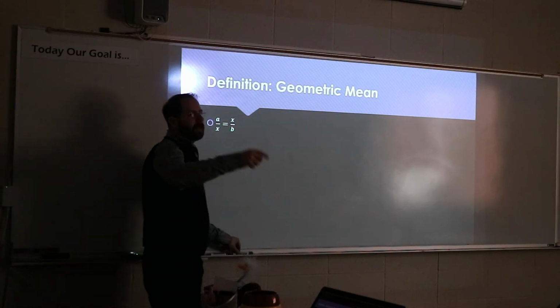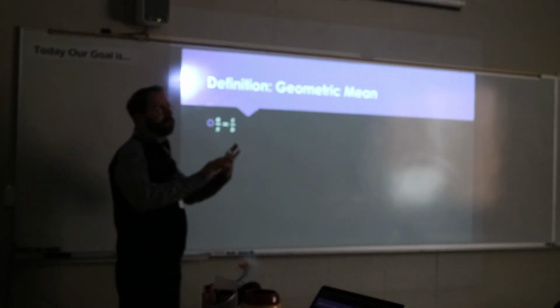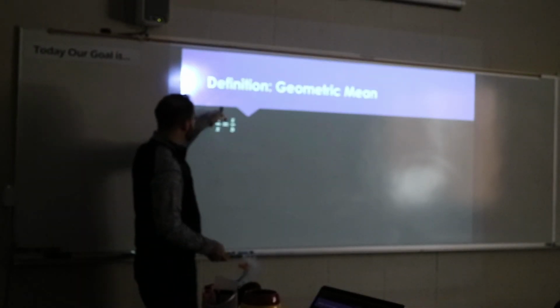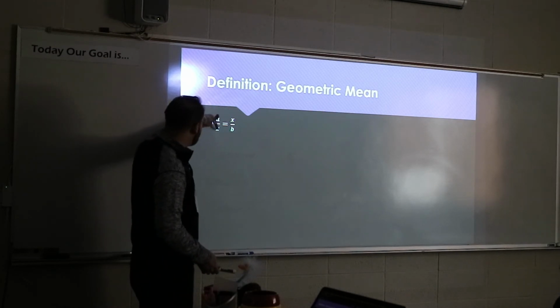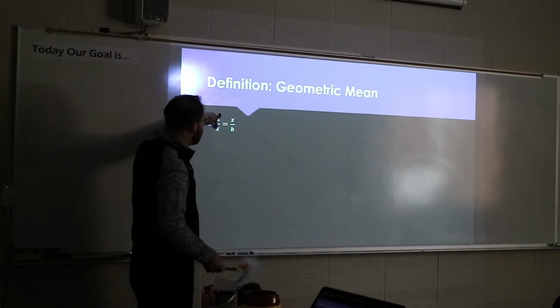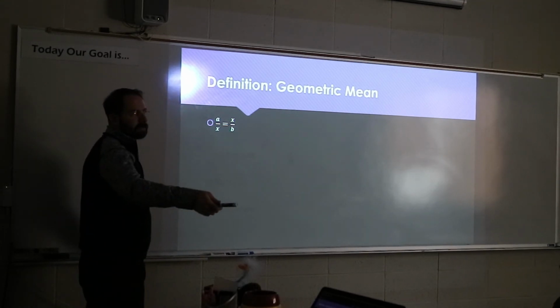When they said, on theorem 8.2, that the altitude was the geometric mean, the geometric mean are the numbers that are diagonal. That's why we had to put the altitude here and here. Or when we did the leg one, 8.3, the legs had to go here and here because those are the geometric means. The geometric mean, the definition is different than algebra class.